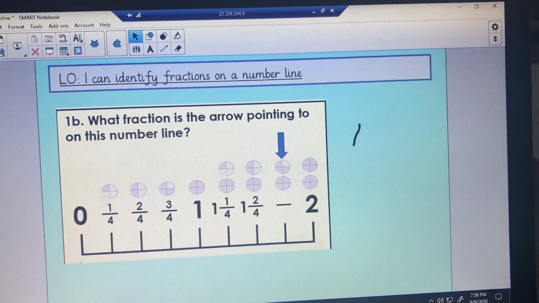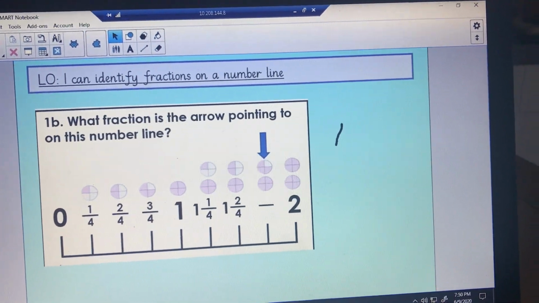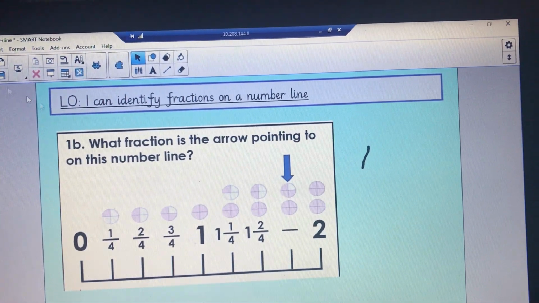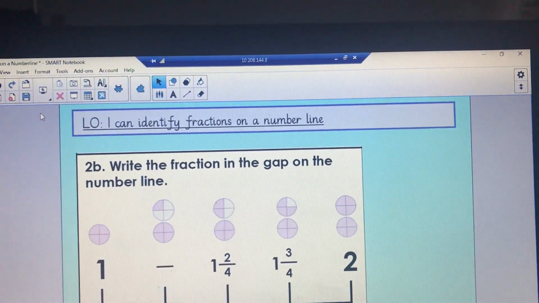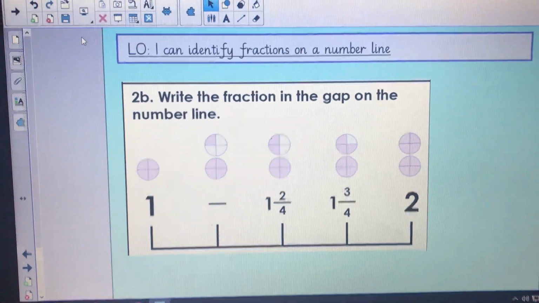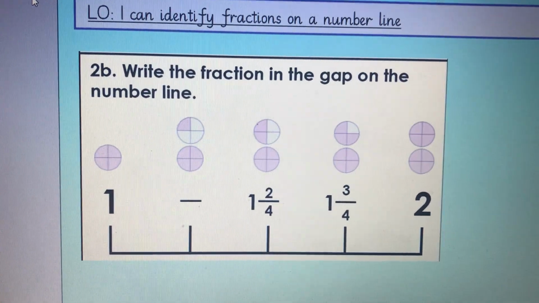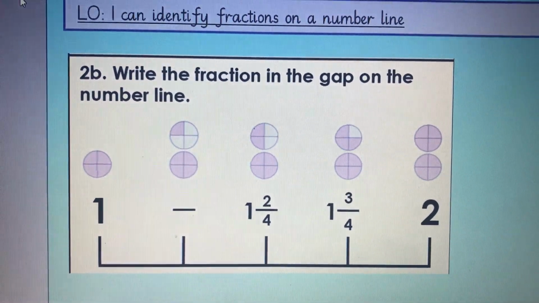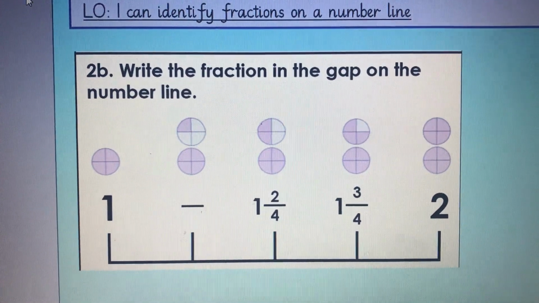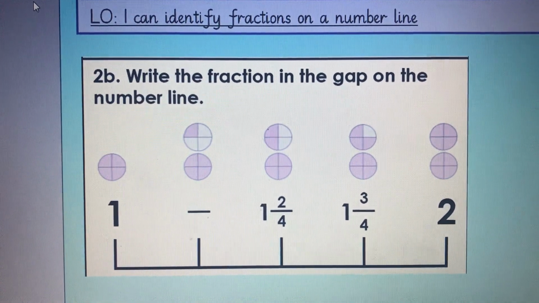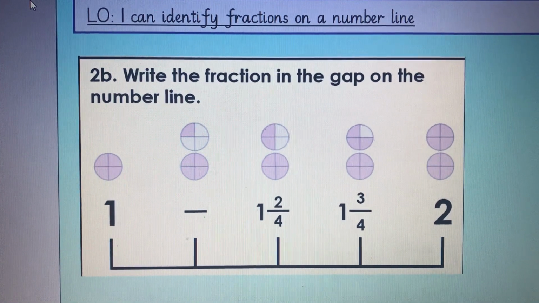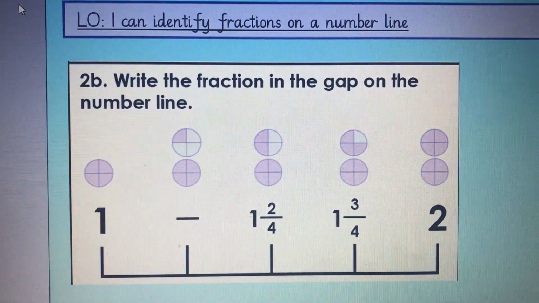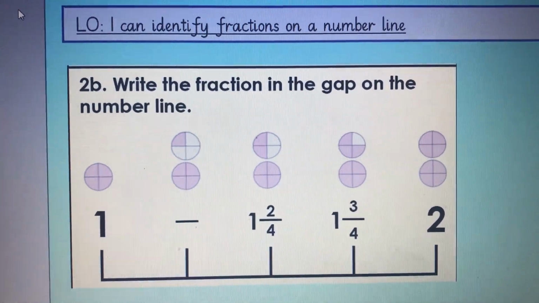There's another example on the second of the questions. I'm just going to hopefully be able to show you. There we go. So this is another number line. You can see there are the diagrams at the top. Slightly different question. This one says write the fraction in the gap on the number line. So rather than an arrow pointing, there's just a gap there.